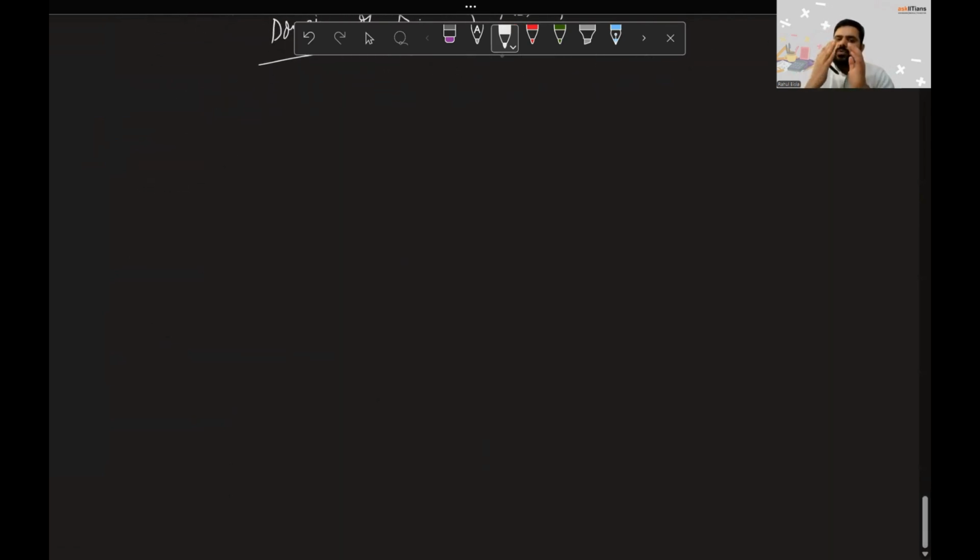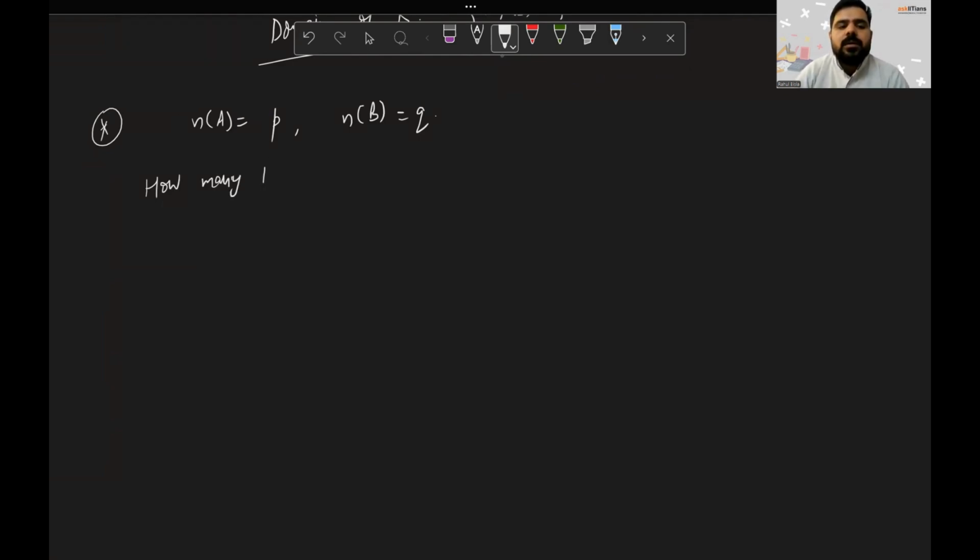Now, let's do a very simple deduction from here. Let's say the number of elements in set A is P and the number of elements in set B is Q. Now the question is, how many relations are possible from set A to set B? This is the question that we are having.